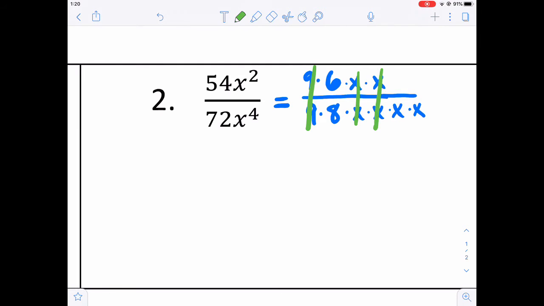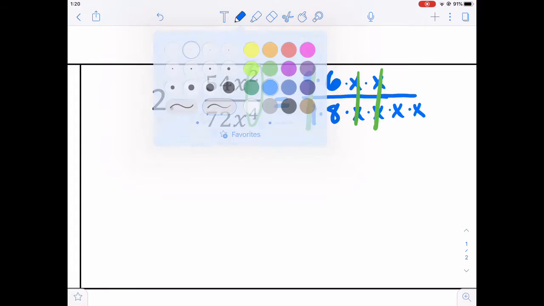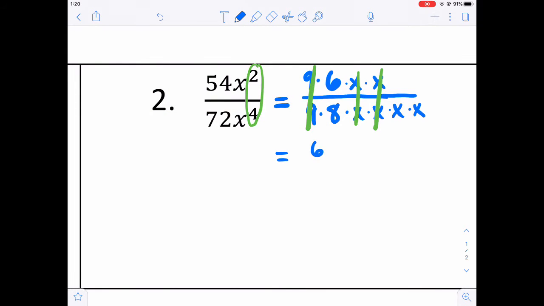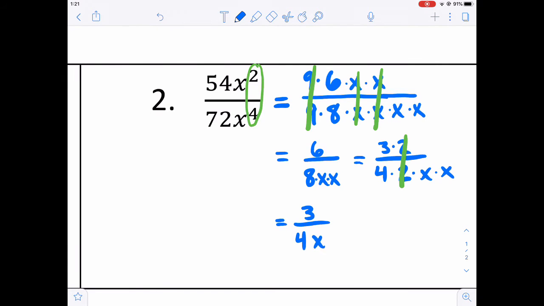Another way we can do that is to subtract these exponents, and we get a negative 2, which means we're going to end up on the bottom. We'll review negative exponents in Unit 4. So once we cancel those out, we're left with a 6 on top, and an 8 and 2 x's on the bottom. But we can continue to factor. 6 is 3 times 2, 8 is 4 times 2, we have 2 x's. Those 2s are going to cancel each other out, and we end up with 3 over 4x squared.